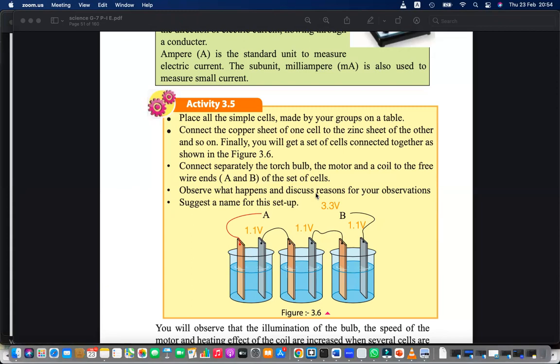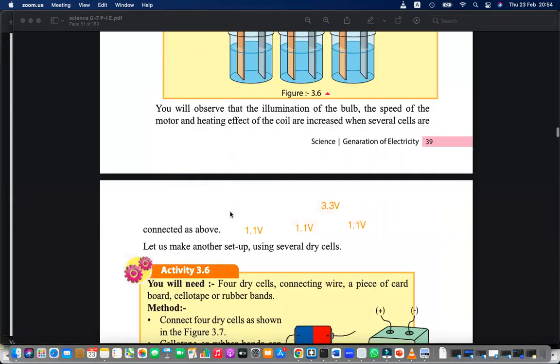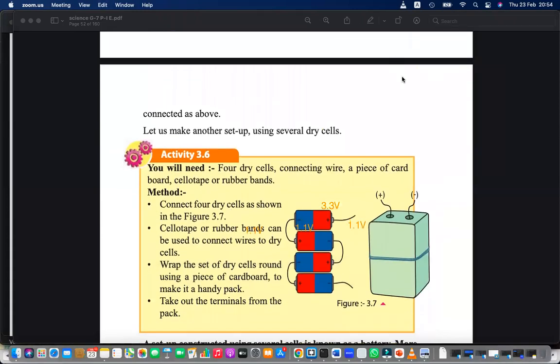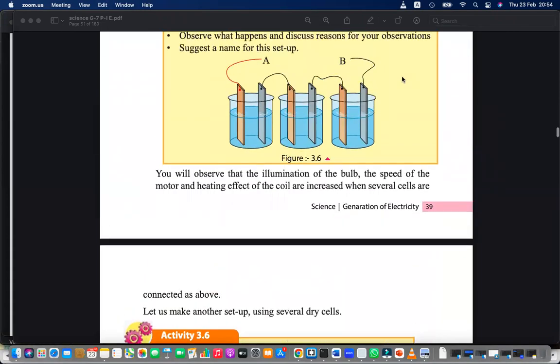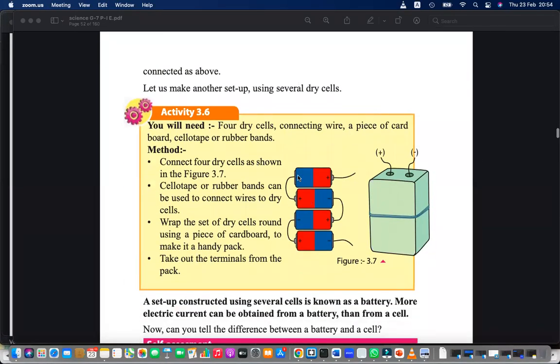That's it. It's very easy. Similar to this setup, you can connect multiple batteries. So here, 4 dry cells are connected with wire, a piece of cardboard, sellotape, and a rubber band. Why? Because you connect the dry cells as shown; sellotape or a rubber band can be used to hold the wires and dry cells, and wrap the dry cells around the piece of cardboard and make it tightly packed. This is called a battery pack.